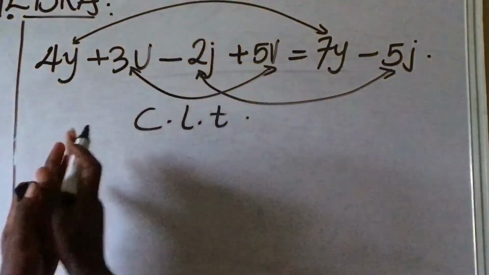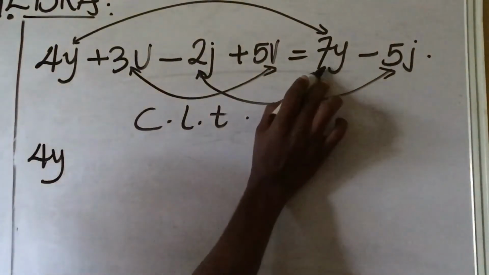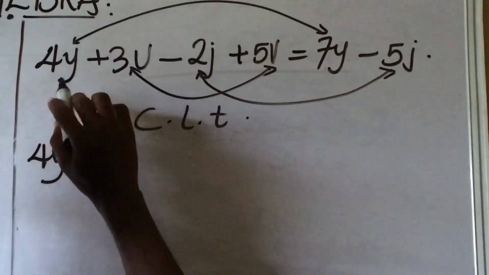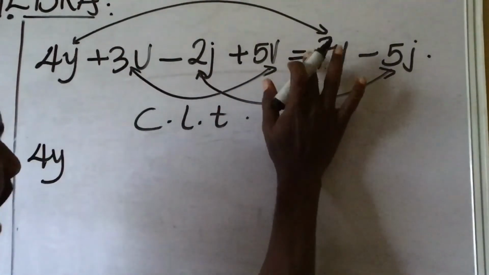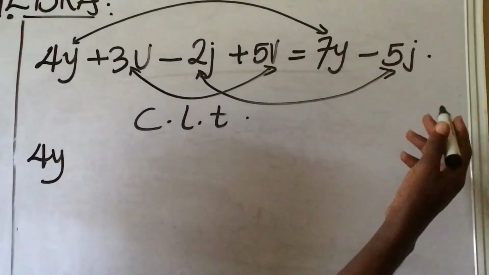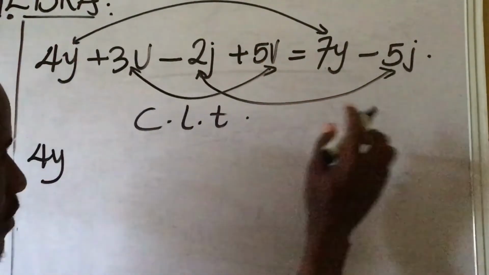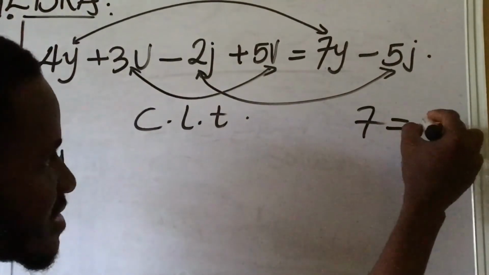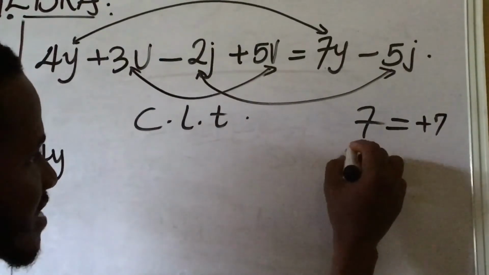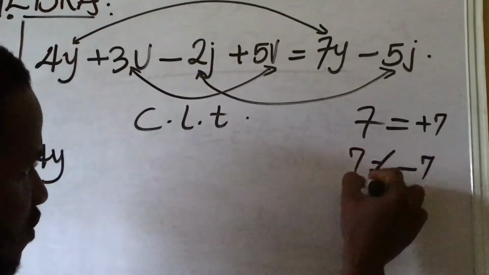Now let's bring the families together. So here we have 4y. If this 7y is going to the other side, what is it going to be? Here we don't have any sign in front of it. But then whenever you see a natural number, the sign in front of that natural number is always positive. If I have 7, 7 is the same as plus 7. Okay? But I can't say 7 is the same as minus 7. No, it is not. Alright?